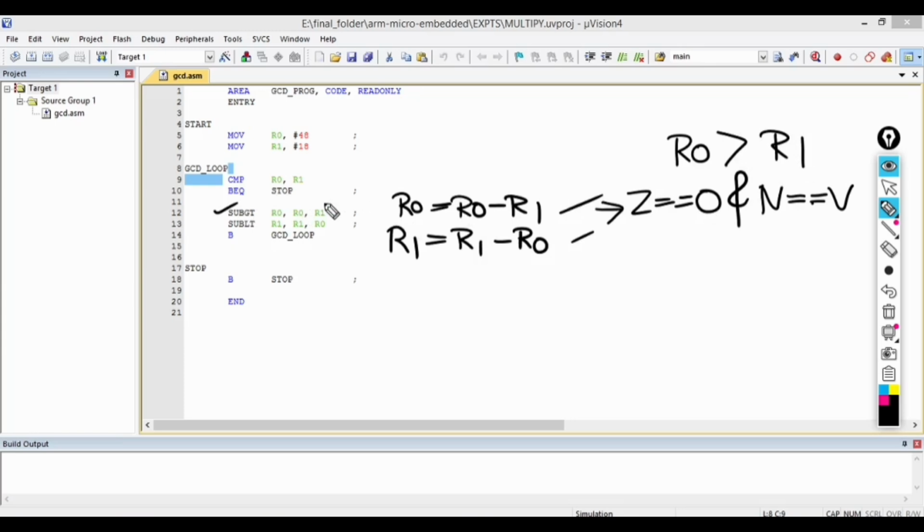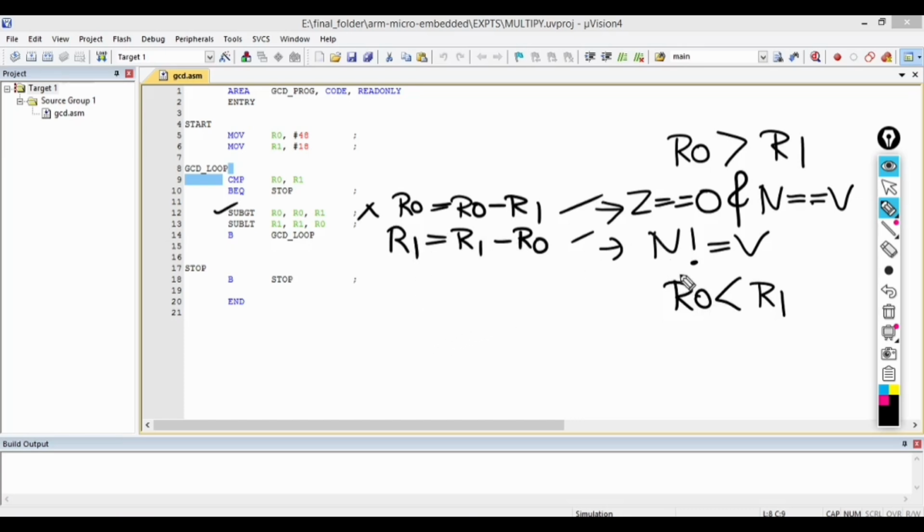And let's assume this condition is not true. Then this instruction is not executed. Instead, the control moves to the next instruction, and the result of subtraction that we see here is stored in R1, but only if the condition LT is true. In this particular case, LT refers to less than. It is also a signed comparison. So what is checked here is if N is not equal to V, that is, if R0 is actually less than R1. In that case, R1 minus R0 is done and the result is stored in R1.